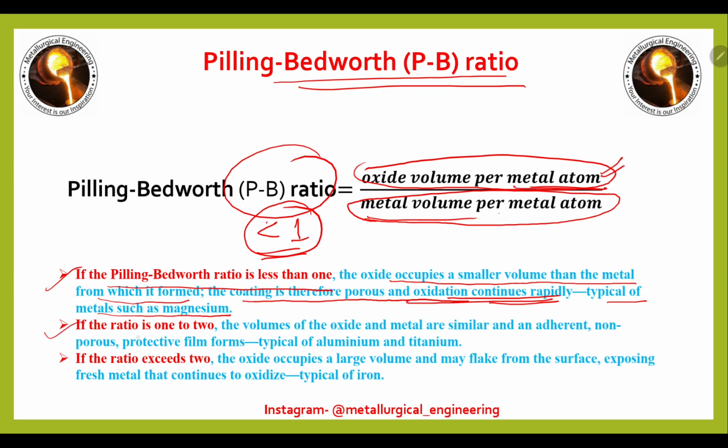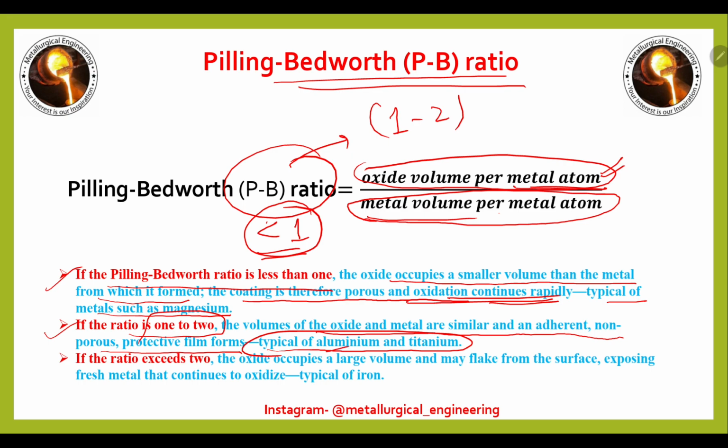If the ratio is in the range of 1 to 2, then what happens? The volumes of the oxide and metal are similar and the oxide is adherent. So a non-porous protective film forms, typical of aluminium and titanium. Basically, we generally see the layer of aluminium oxide, Al2O3, in general cases. So that is a protective film.